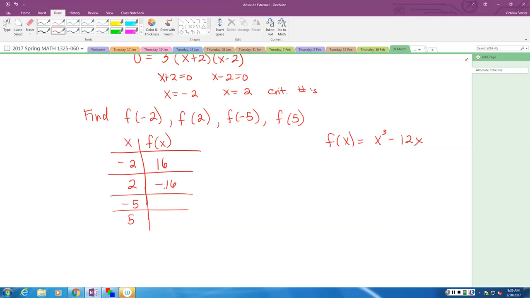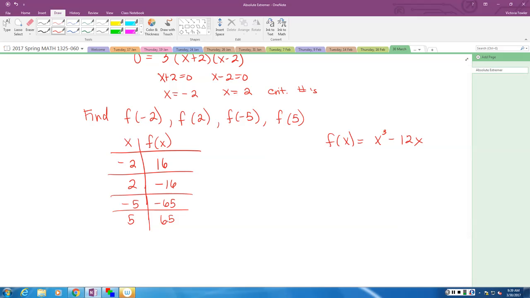Okay, now I'm doing f of negative 5. So negative 5 cubed is negative 125, plus 60. So negative 125 plus 60 is negative 65. Okay, then I do f of 5, that's 125 minus 60, so it's a positive 65. That sounds right. Everyone agree with those?